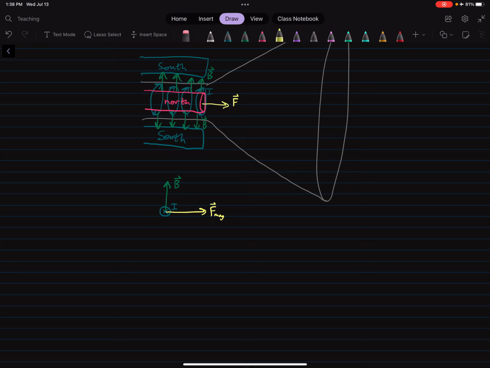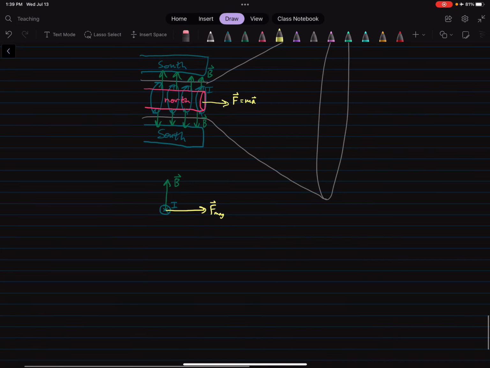Because the wire is what has experienced the force, but the wire is attached to that north end of the magnet. And so that whole thing as a unit experiences this force, F equals ma, right? With this whole north end of the magnet and the wire wrapped around it in a coil having some mass, it experiences some acceleration to the right. So it moves to the right a little bit.